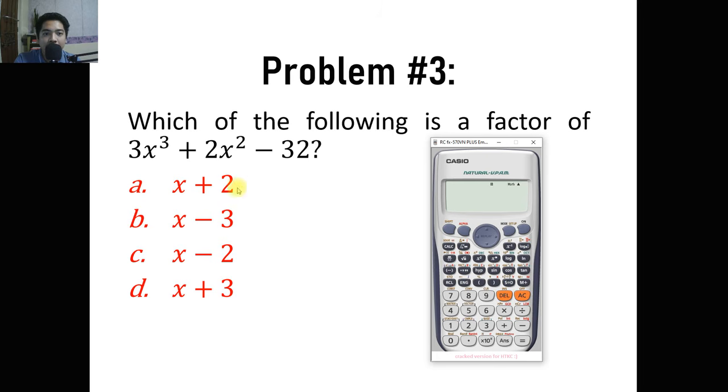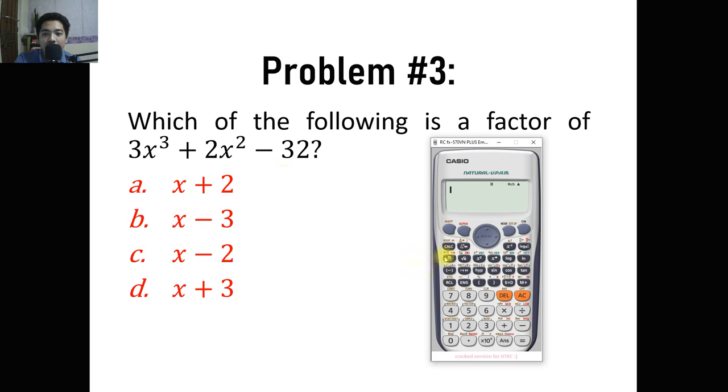We get the function with the different x values here in A to D, so the remainder should be 0. Or the function f of k should be equal to 0. If that is not equal to 0, then that is not a factor. The factor theorem states that if x minus k is a factor of a polynomial f of x, then the remainder, or the value of f of k, should be equal to 0.